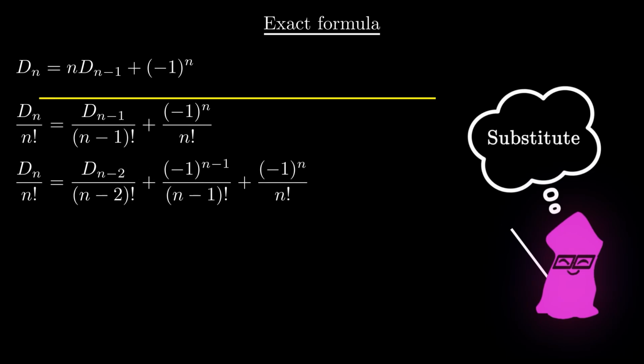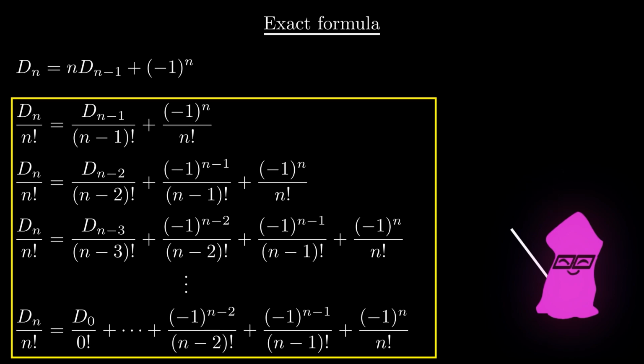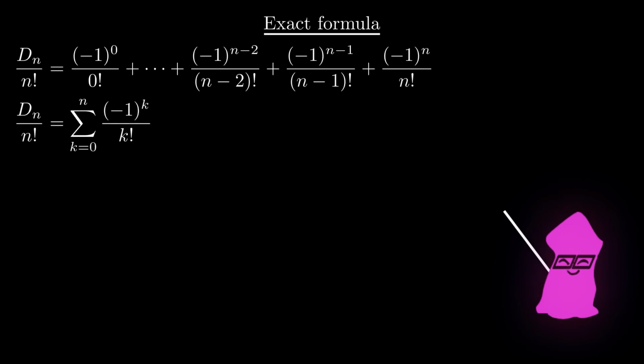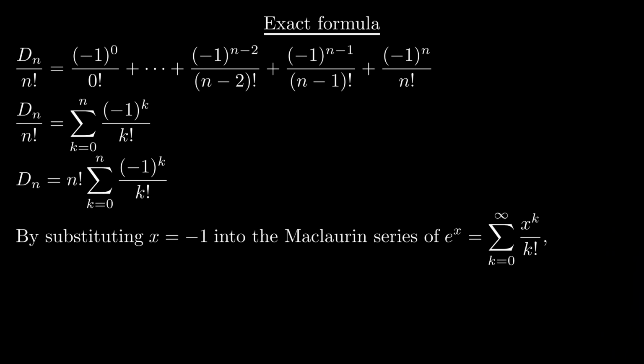So we can substitute a few times until we get to d0, which by definition is 1. And then we can rewrite it in sigma notation to get the exact formula. One more thing, if you are familiar with the Maclaurin series, by substituting x equals -1 into the Maclaurin series of the exponential function, you will find something really cool. dn and n factorial only differ by about a factor of e. Or you can say the limit as n approaches infinity of n factorial over dn is e.